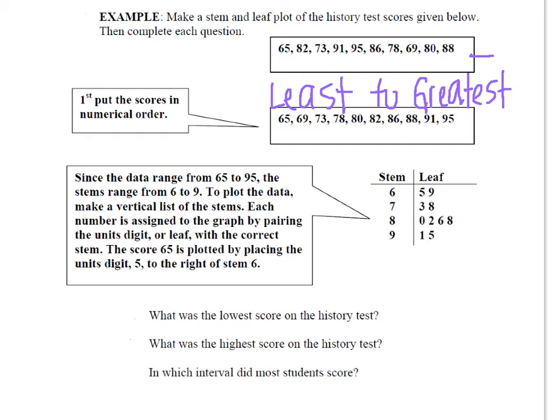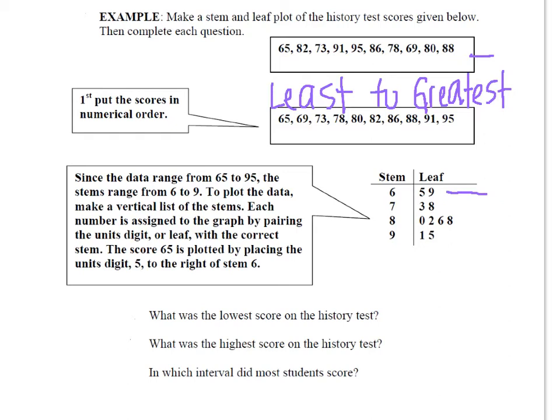Each number is assigned to the graph by pairing the digits, or the leaf, with the correct stem. The score 65 is plotted by placing a 5 to the right of the stem of 6. So this reads as 65 and 69. Then I have 73 and 78. And below I have the numbers that are in the 80s as well as the numbers that are in the 90s. Use the data to answer these questions.